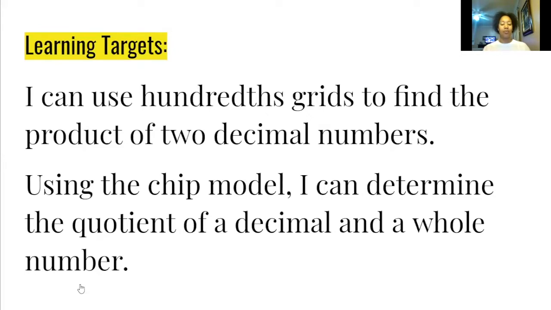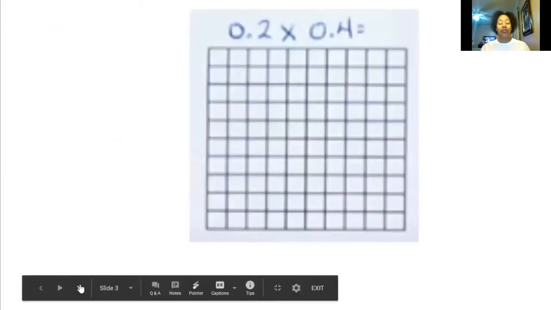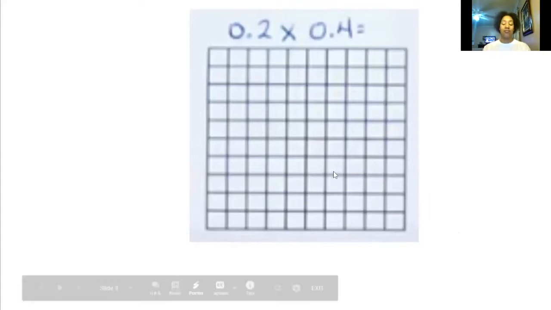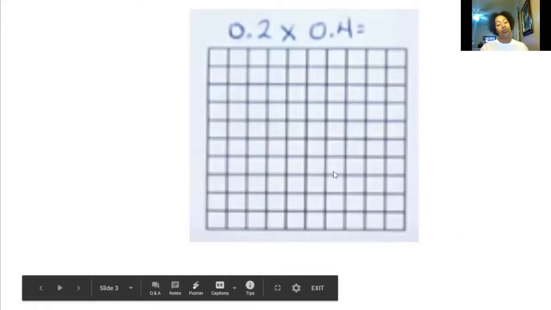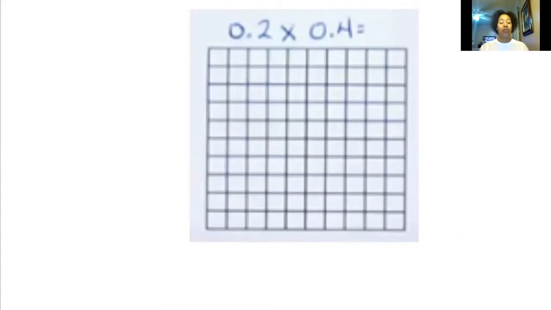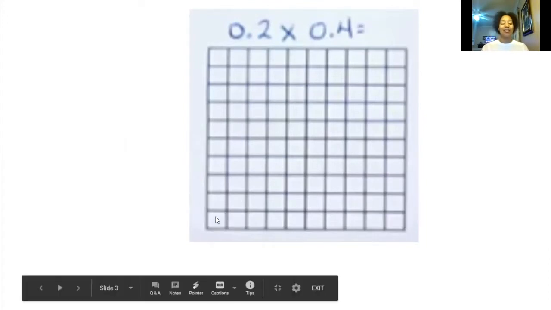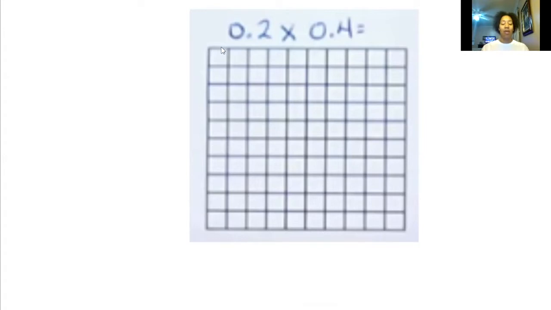Here's our first problem. I've given you 2/10 times 4/10. Well, you have a hundredths grid. We're going to use that hundredths grid to shade in the representations of 2/10. So first we have 2/10. There are 10 rows going across, and there are 10 columns going up and down. If we shade in two of those columns, that's equal to 2/10. We're going to shade them up and down, which is vertically.